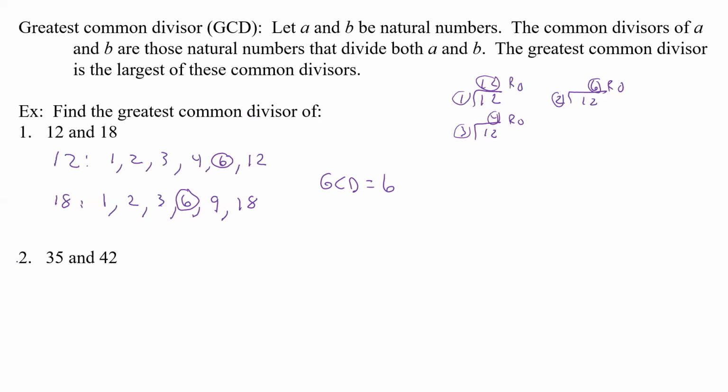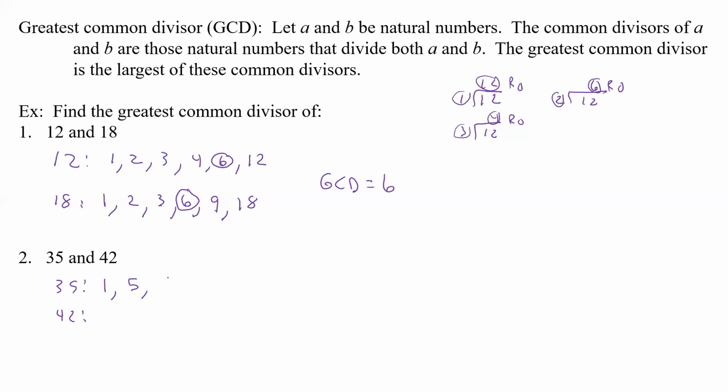All right, so let's do the same thing now for 35 and 42. Well, we can take 1 times 35 and get 35. So 1 is a divisor, and we also know 35 will be. Well, 5 being here, it's not going to be divisible by 2. It's not going to be divisible by 3. It's not going to be divisible by 4. Divisible by 5? Yes. So 5 will work. 5 goes into 35 7 times.